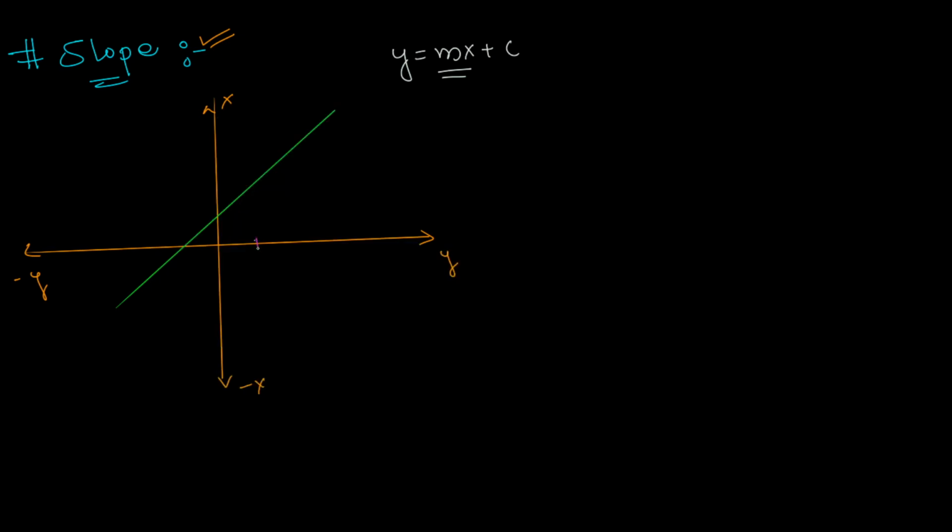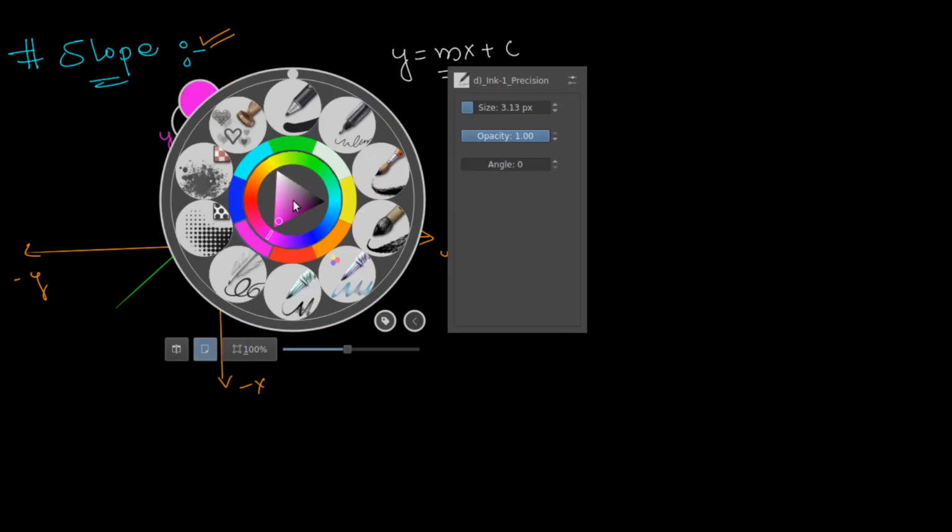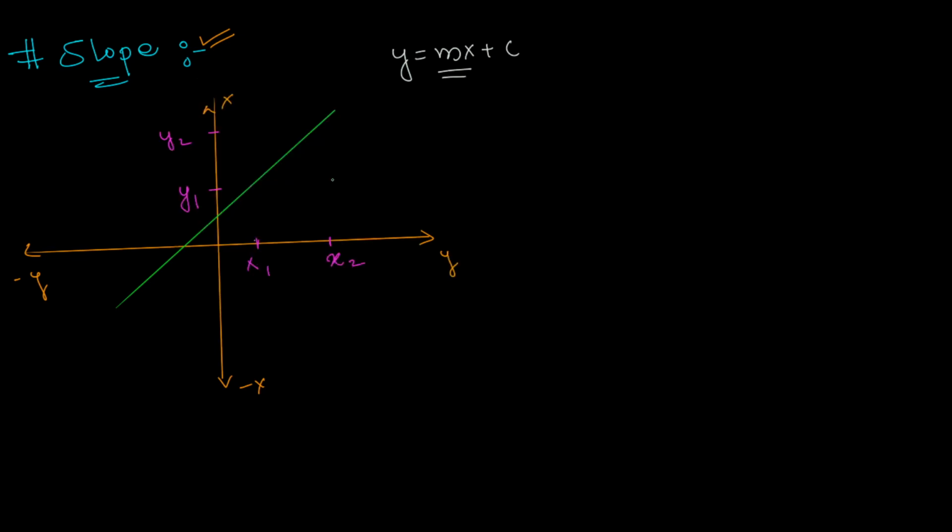So let me choose this value of x and call it x1, and the corresponding value of y, I'll call it y1. All right, and then I'll choose one more value of x, somewhere here. Let me call that value x2, and the corresponding value of y, let it be y2. All right. So if I join these points, I think I'll get something like that.